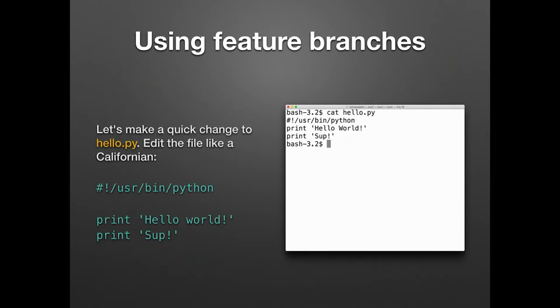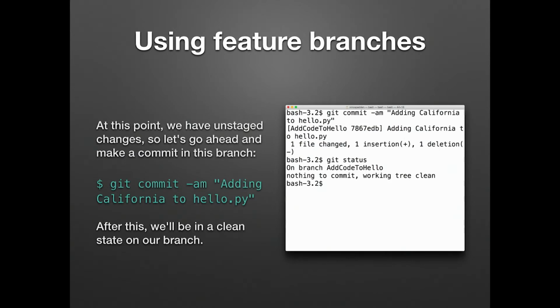We're going to make another change to hello.py. Let's open it up. Let's add some Californian in there. Sup. So again, you have unstaged changes. You got to add it, make a commit into that branch. Commit -am, hello.py. Cool. Now we're back in a clean state. We're on this branch. We have a commit in there.